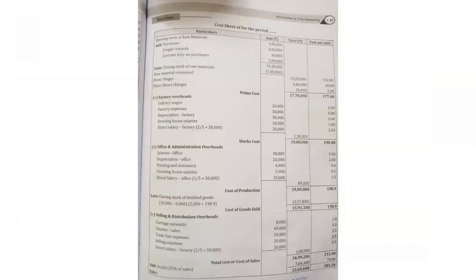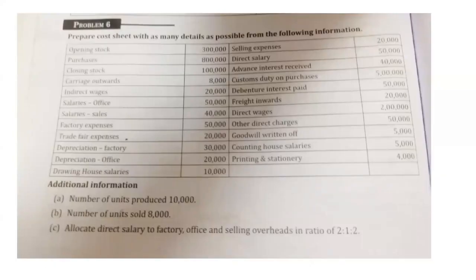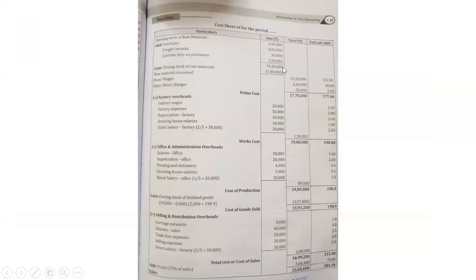So the total is 16 lakh 20,000. In this, we need to deduct the closing stock of raw materials. Closing stock of raw materials is 1 lakh. So minus 1 lakh, you will get 15 lakh 20,000 as material consumed. Second, direct labor 20 lakh. Other direct expenses are 50,000.